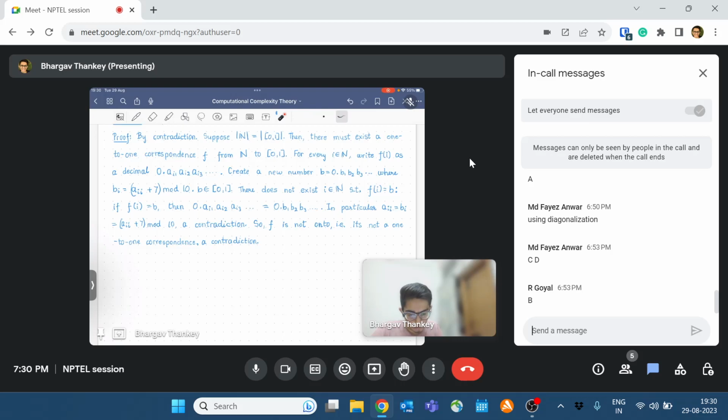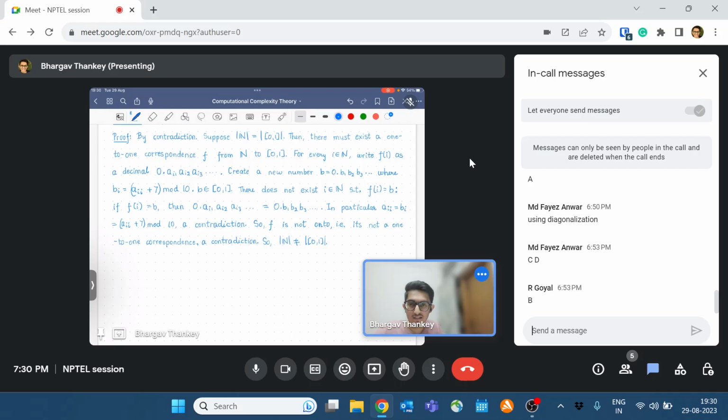Yes. So this contradicts that assumption, and the reason we were able to make that assumption is because of this assumption, right? Yes. So this proves that N is not equal to (0, 1).